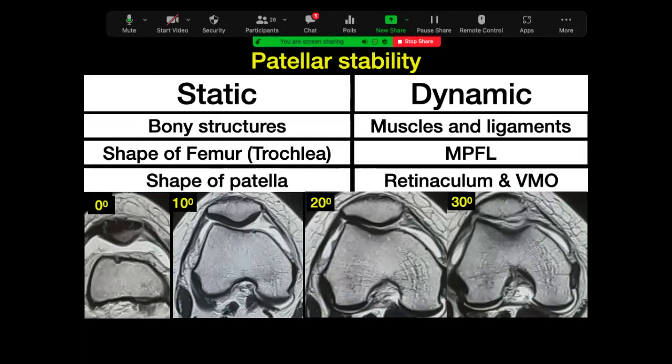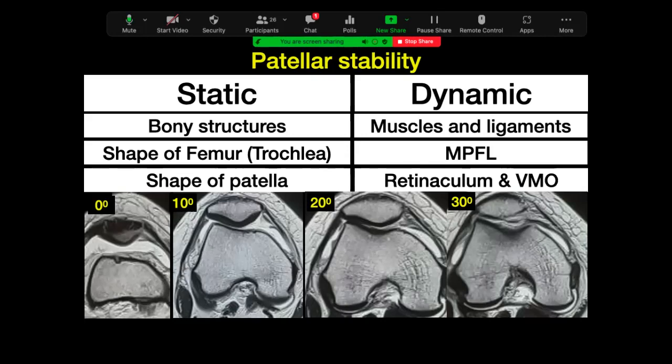This is just theoretical. We all know that whenever there is a joint dislocation, we talk about the static factors and the dynamic factors. I'll not go into that because these are all theory. But what practically you see, in these MRI cuts at 0, 10, 20, and 30 degrees of knee flexion, you will see that at 0 degrees, the femur is flat. In your first picture, you see that the femur is flat. So in this place, all stability is provided by the soft tissue structures. That is very, very important to understand.